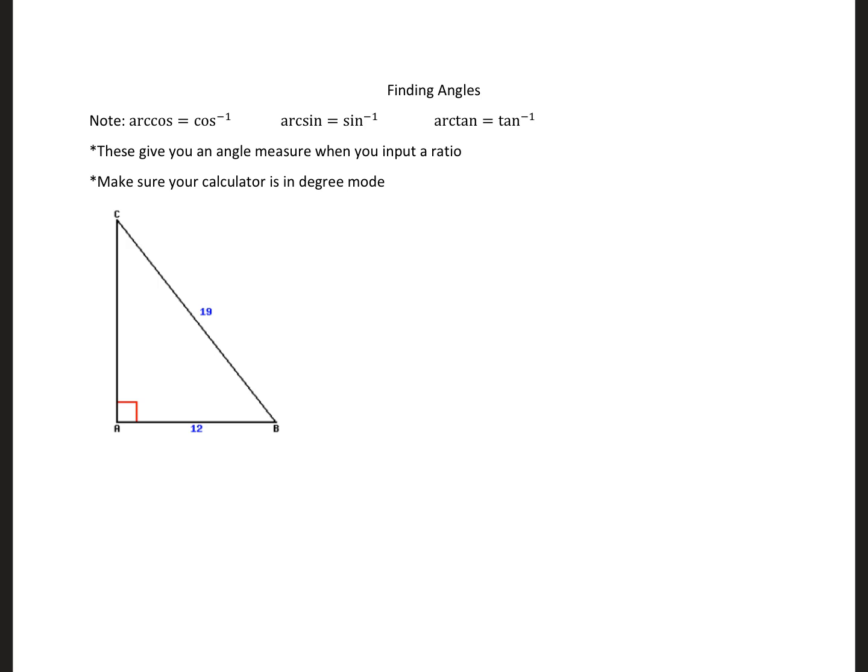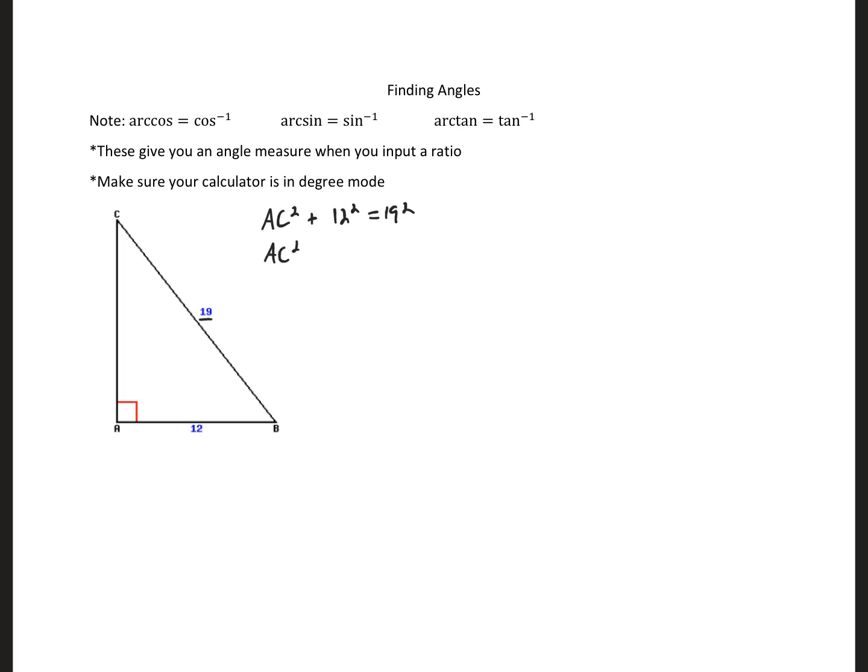So what we're going to do here is find all of the missing sides and angles of this triangle. Let's start first by finding side length AC. We have side length AB and side length BC already. Since this is a right triangle, I can use the Pythagorean theorem. A squared plus B squared equals C squared, as long as C is the hypotenuse. Here the hypotenuse is 19. So we're going to do AC squared plus 12 squared equals 19 squared.